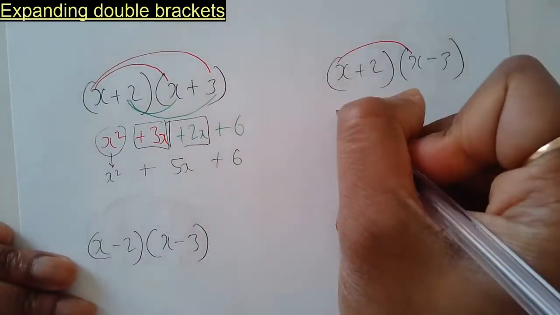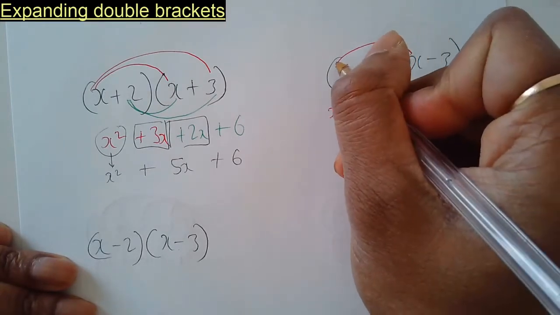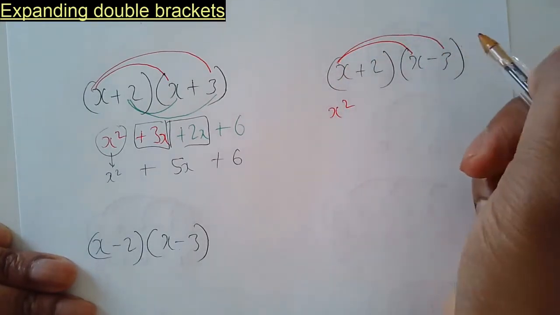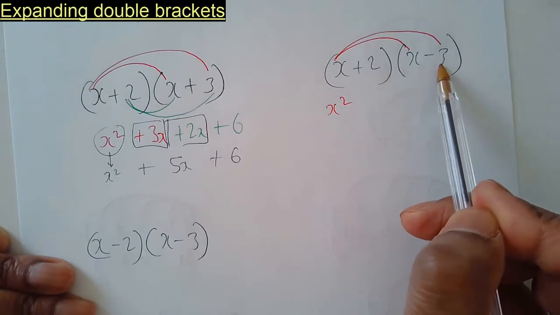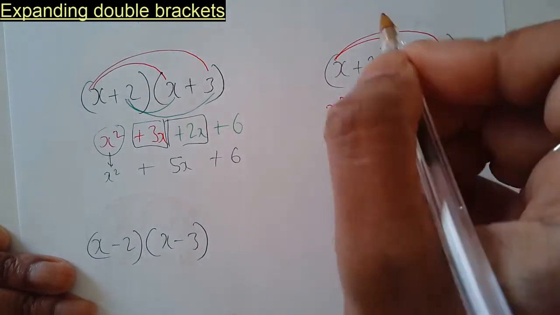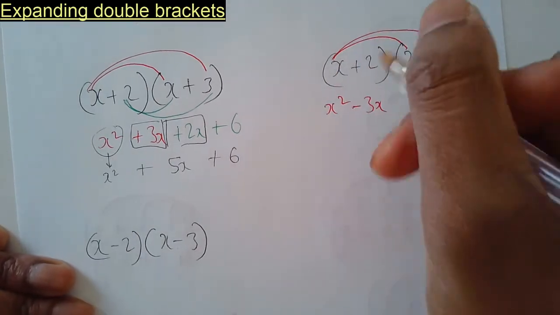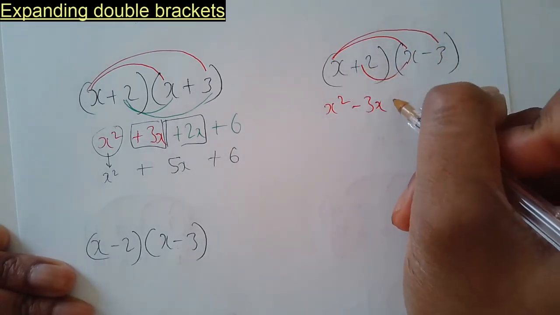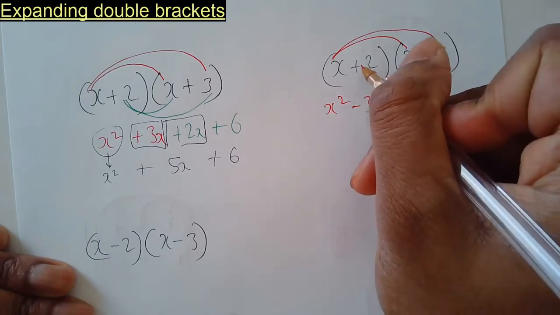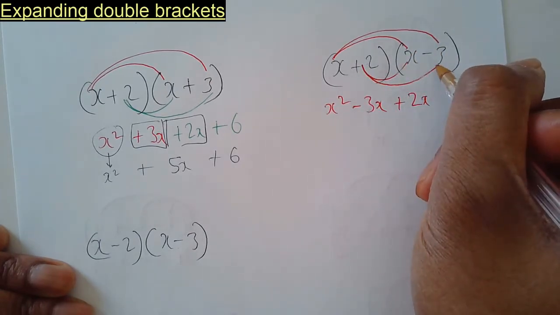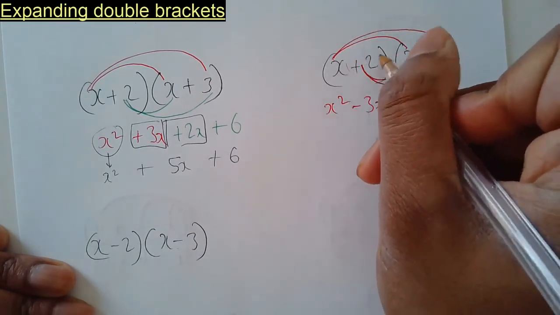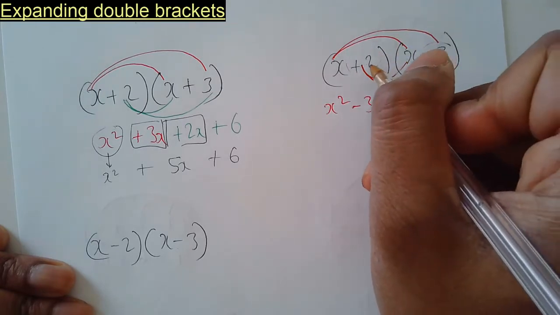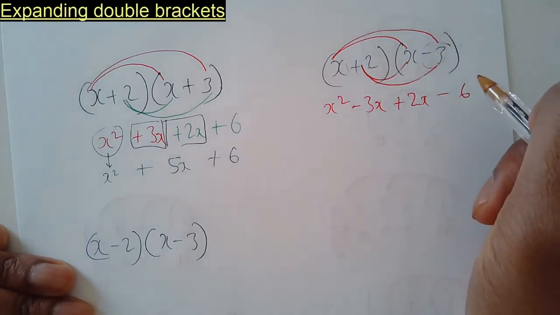X times x, x squared. Be careful with this one. X times negative 3. That's a negative and that's a positive. Negative always wins, so that'll be negative 3x. Positive, okay. 2 times x is 2x. 2 times negative 3, remember, that's a positive and that's a negative. Negative always wins, so 2 times negative 3 is negative 6.